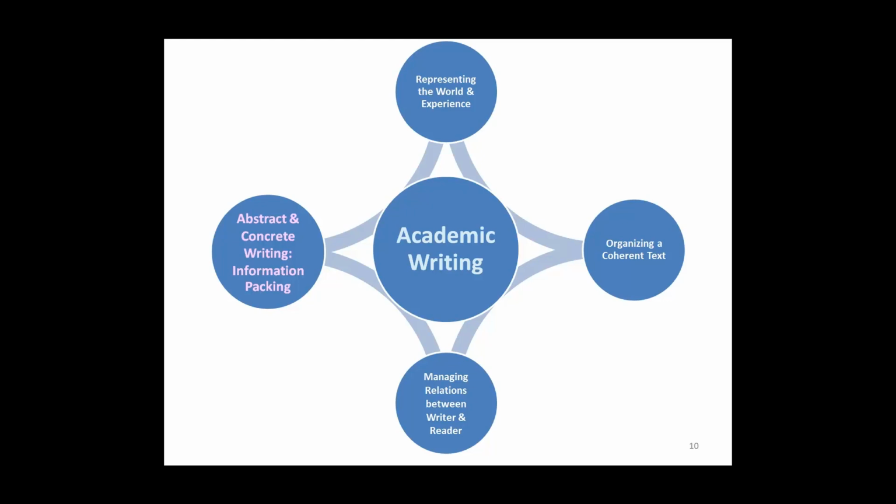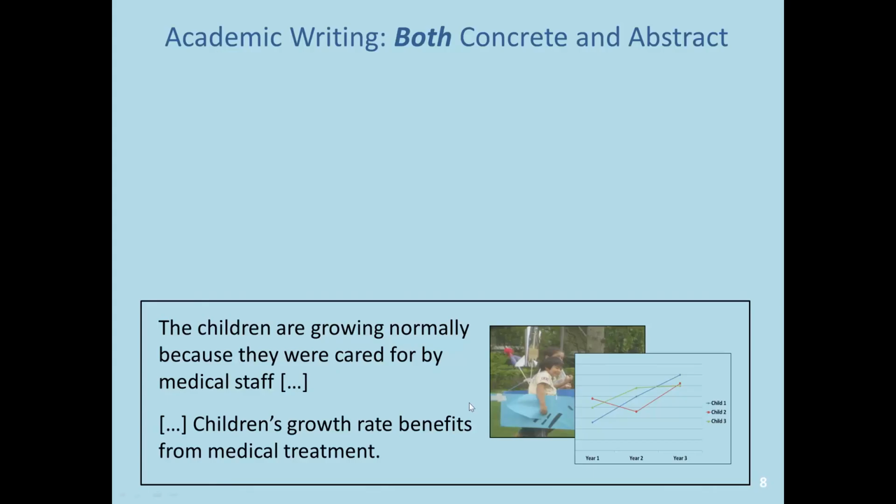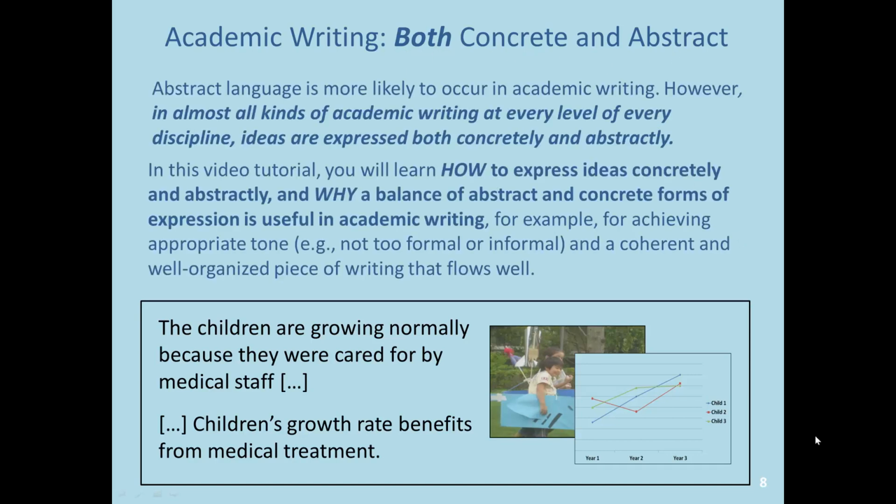Okay, so let's get back to our example of children in medicine. While it's true that a sentence like "children's growth rate benefits from medical treatment" is more likely to appear in academic writing, in fact, academic writing is comprised of both concrete and abstract expression. Please pause the video here and read this slide.